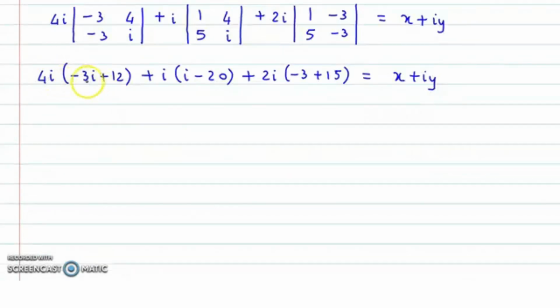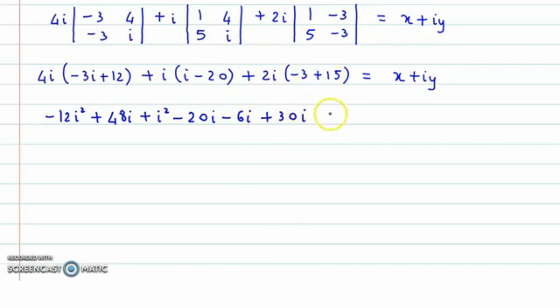Now 4i into -3i, ये आ जाएगा -12i square. 4i into 12, 12 4s are, ये हो जाएगा 48i. And i into i, that gives us i square. i into -20, that's -20i. 2i into -3, that's -6i. 2i into 15, ये आ जाएगा 30i is equal to x plus iy.